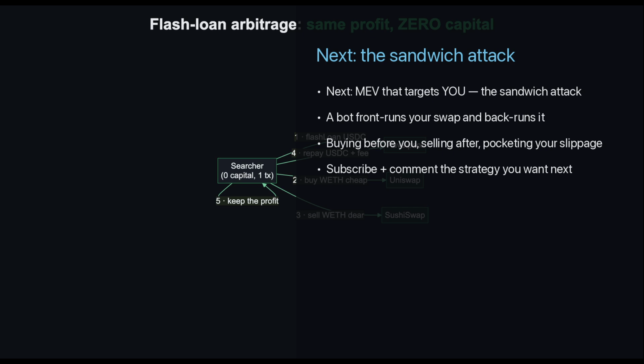Next episode, MEV that targets you directly, the sandwich attack, where a bot buys right before your swap and sells right after, pocketing the price it pushed you into.